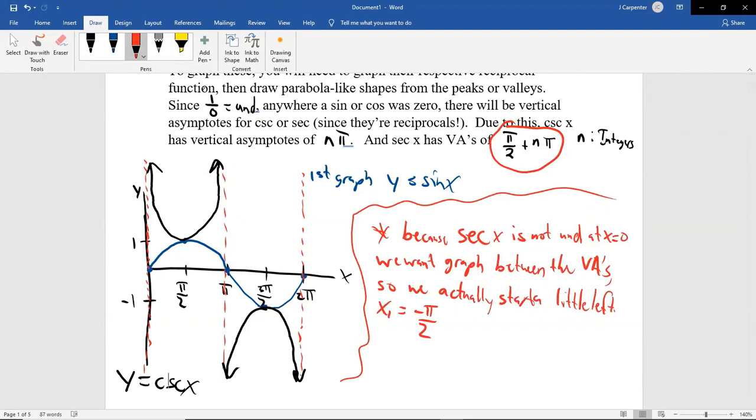So the period is 2 pi, which means the fifth point, if you add 2 pi to that, what you end up getting is 3 pi over 2. So we start at negative pi over 2, then 0, pi over 2, pi, and 3 pi over 2. Those will be our 5 points for the secant graph.